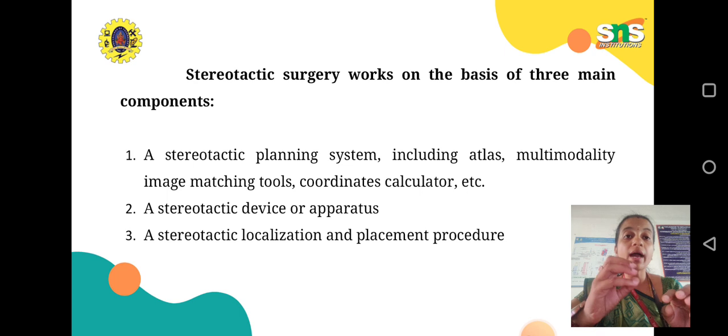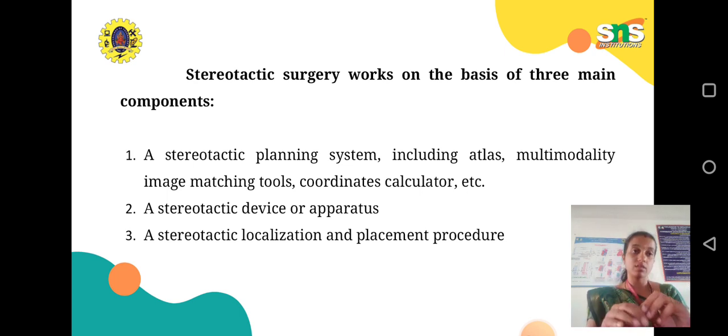Second, stereotactic devices or apparatus. Third, the stereotactic localization and placement procedure. This placement procedure is a very important one, where we do the surgery in the brain. These three components are very important, as they are used to perform surgery in the brain.